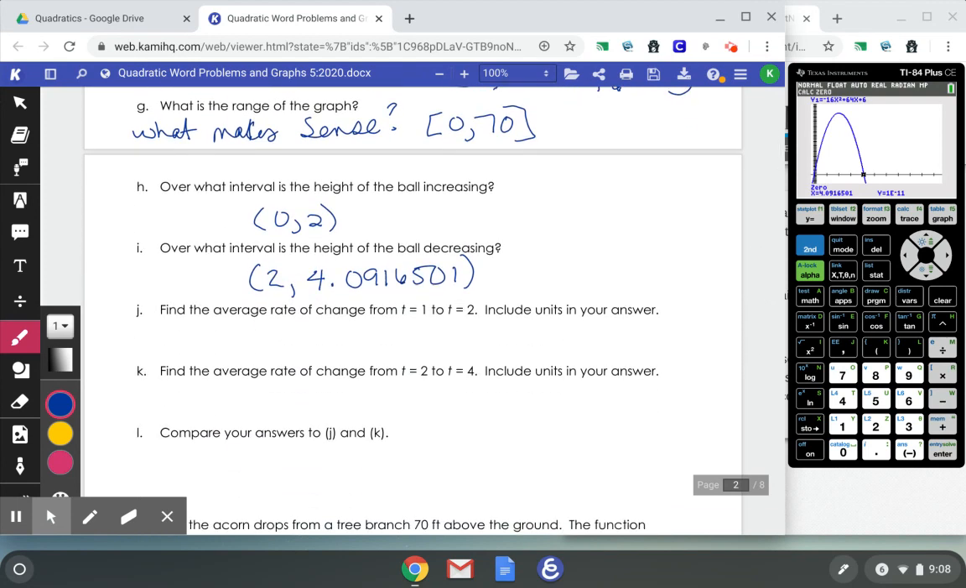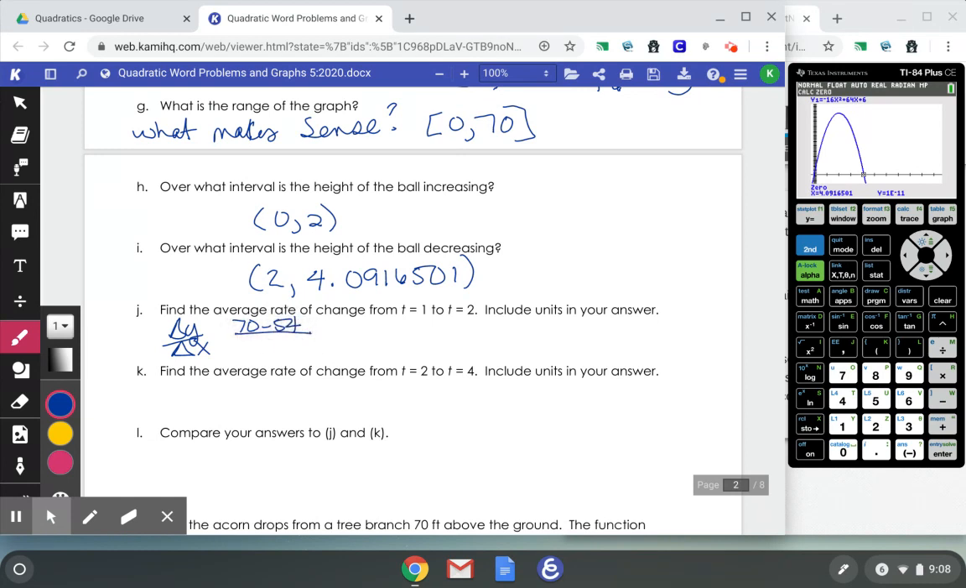Average rate of change. Think change of y over change of x. All right, so what is happening from 1 second to 2 seconds? From 1 second to 2 seconds, the ball goes from 54 feet up to 70 feet. So I'm going to subtract my feet, 70 minus 54.